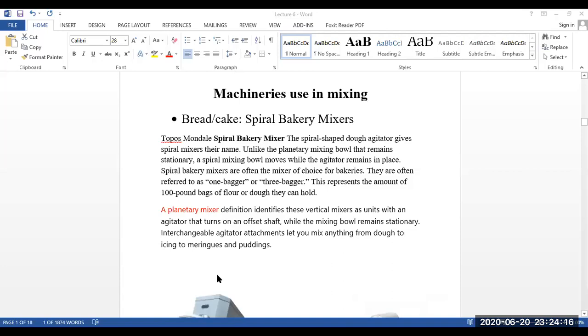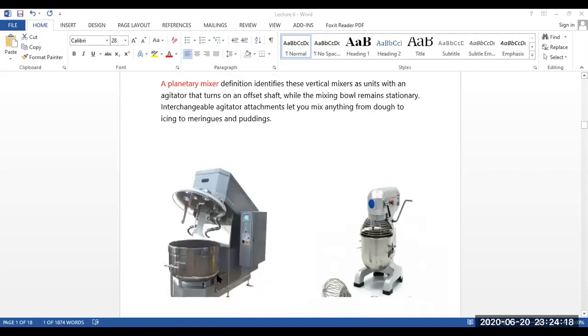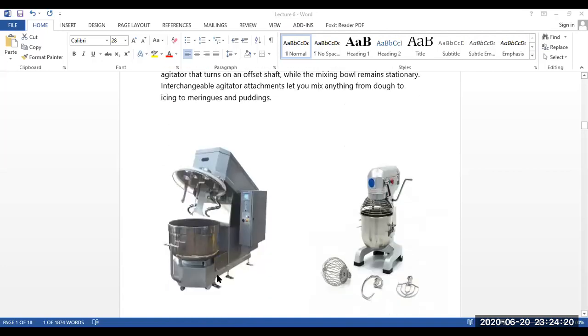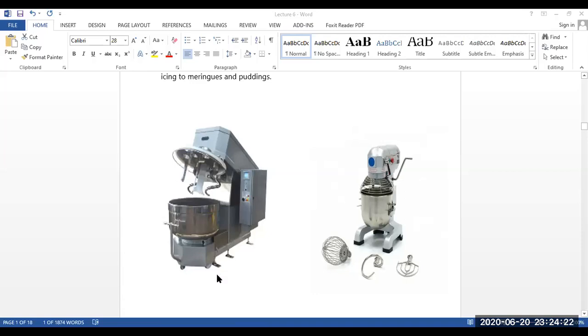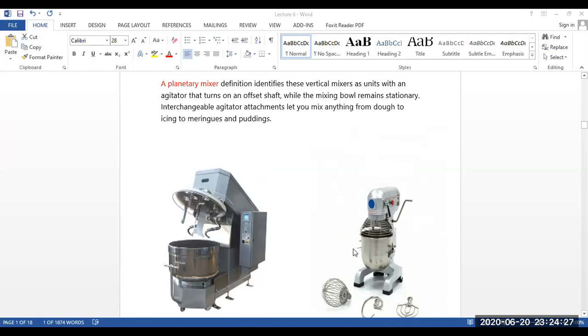So first of all, that is mixing. How many types of mixers are actually used in baking? You can see there are two kinds of mixers: one is a spiral mixer and one is a planetary mixer. Here, in the case of the planetary mixer, mainly this equipment is attached there.